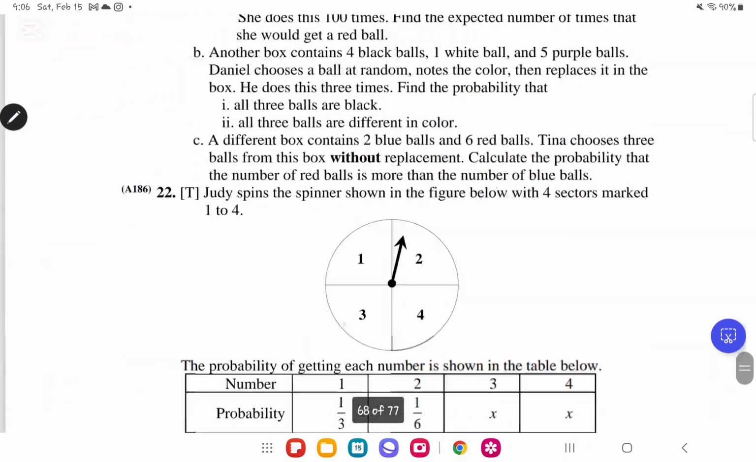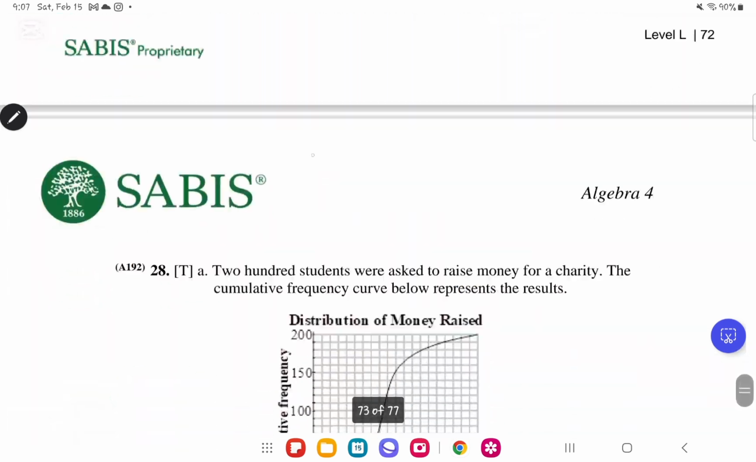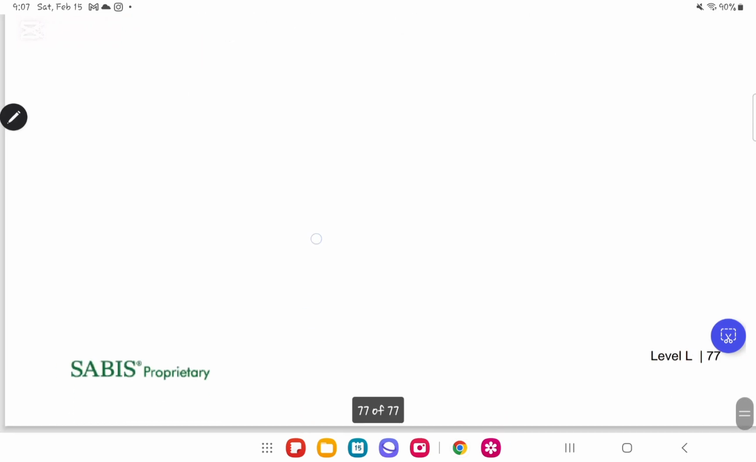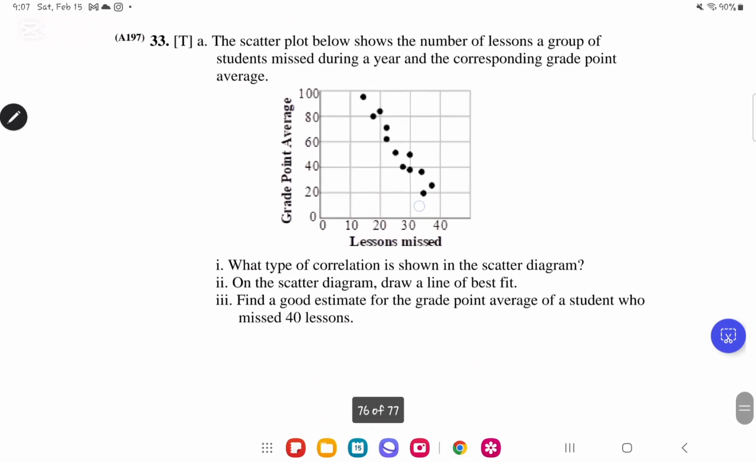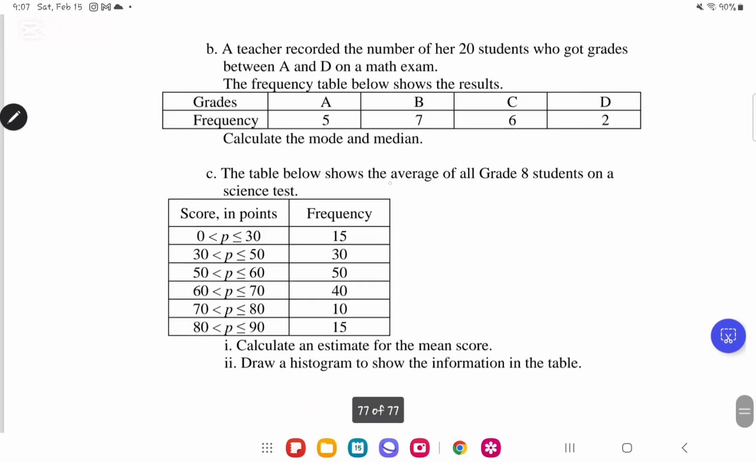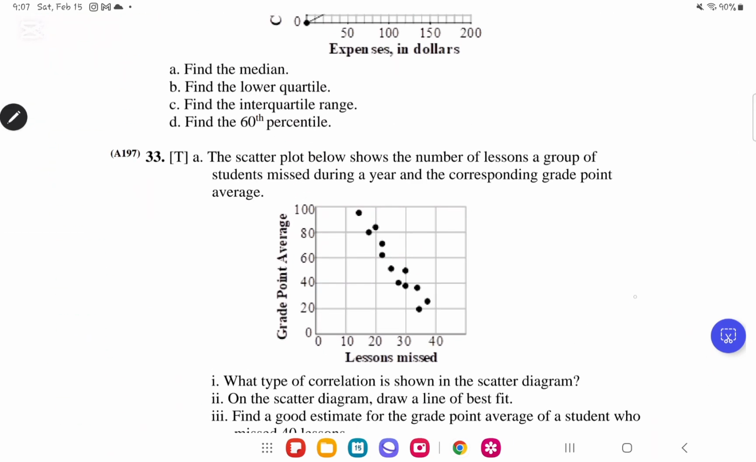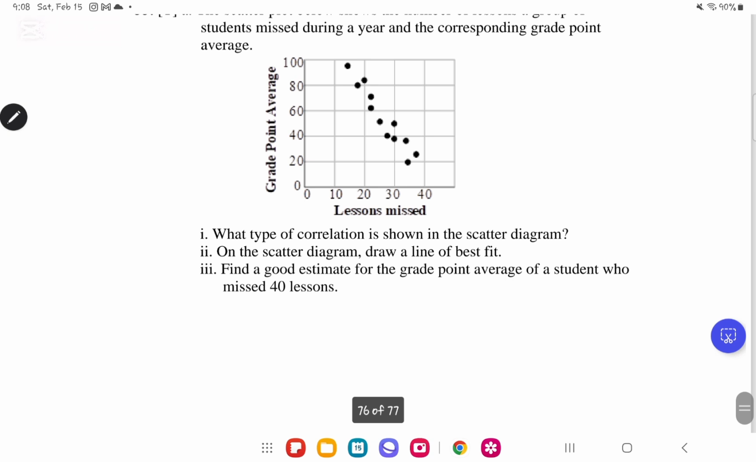We move on to number 33. Going down, down, down. I think I missed it. Wait. Here, 33. It is the last question. Okay, so in question number 33, we have part A. The scatter plot below shows the number of lessons a group of students missed during a year and the corresponding grade point average. They ask what type of correlation is shown in the scatter diagram. It's definitely a strong negative correlation, so over here it is strong negative linear.